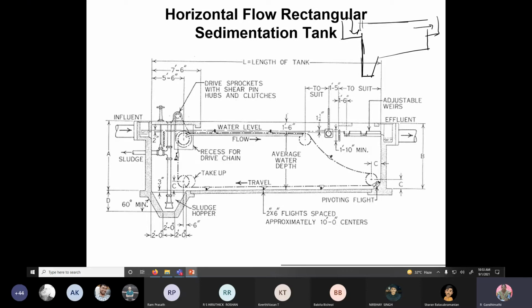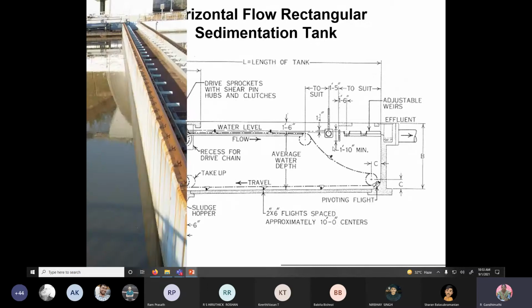This is the portion provided for the sludge that is deposited. It may be taken to this place, and from there it can be taken off with the help of sludge removal apparatus. Otherwise we can call that part scrappers.